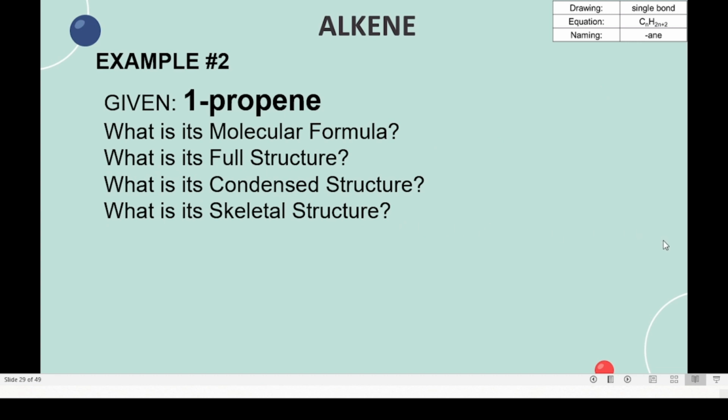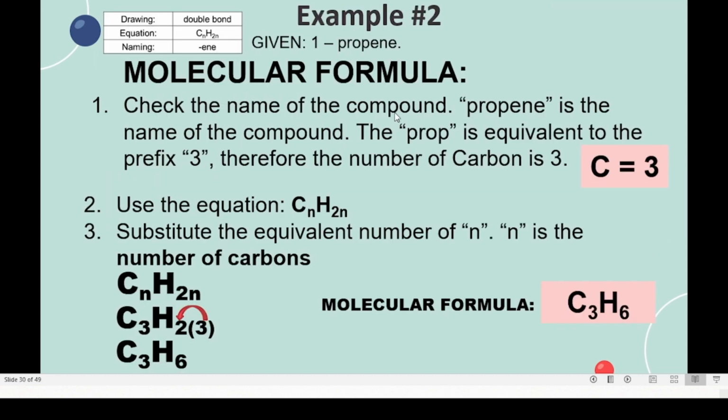Now, let's go to the molecular formula. In molecular formula, first thing to do is check the name of the compound. The compound here is propene. So propene is the name of the compound. The prop is equivalent to the prefix 3. So prop is equivalent to 3. Therefore, the number of carbons is 3. So you already identified the number of carbons.